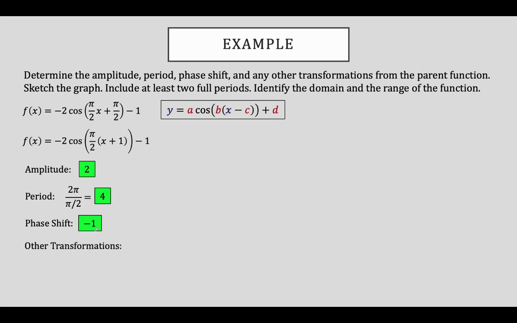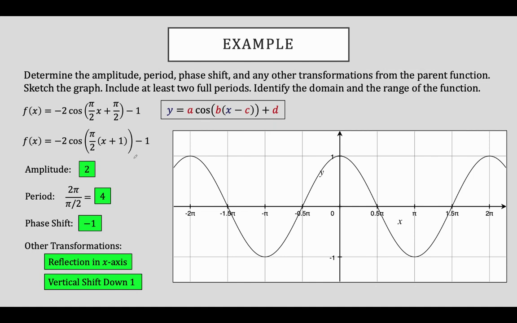And do we have any other transformations? Well, notice that a is negative. That gives us a reflection in the x-axis. And we have a d constant of -1 that corresponds to a vertical shift down 1 unit. So, to sketch our graph, we always start off with the shape of our parent function. Here's the graph of y equals the cosine of x. And remember, the order we want to go in is scale, reflect, and then shift.